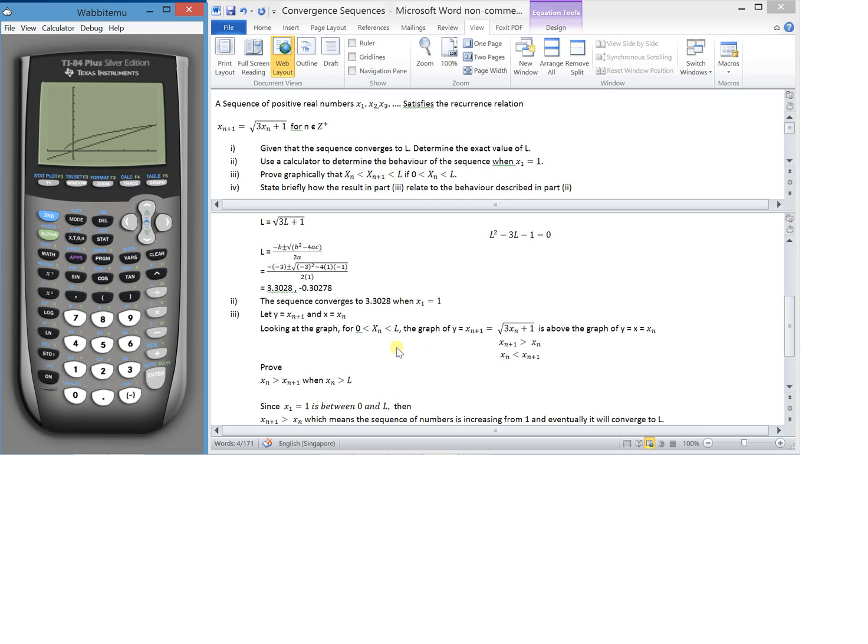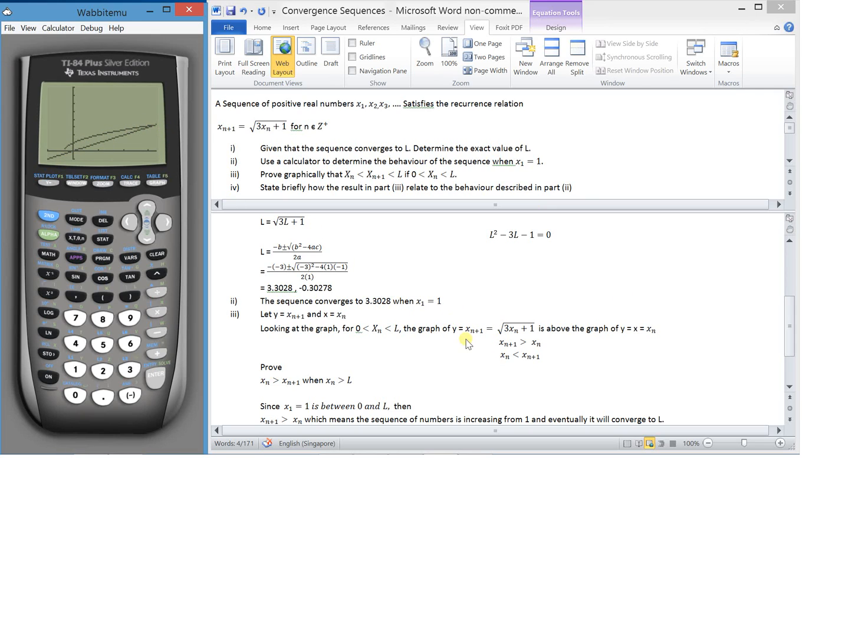Looking at this part of the graph, which graph is higher? This graph or this graph? Common sense, use your eyes. This graph is higher, correct? This graph is lower. And this is the xn graph. This is the xn plus 1 graph, isn't it? This is the xn graph.